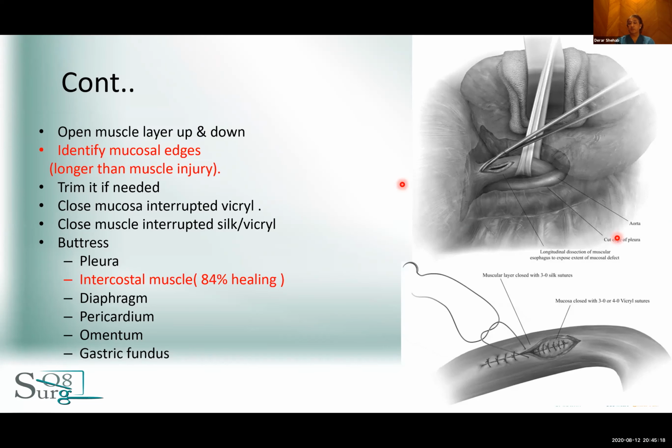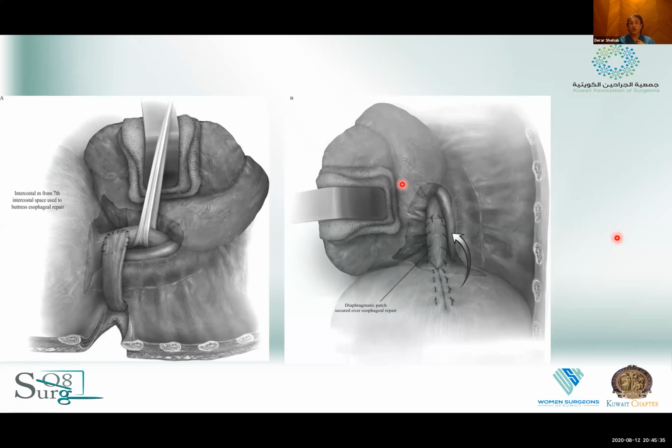The closure should be in 2 layers, a mucosal layer and a muscular layer. And then, of course, I usually buttress it with intercostal muscle or other tissues. For example, we can use the diaphragm, omentum, stomach, pericardium, and so on, basically.